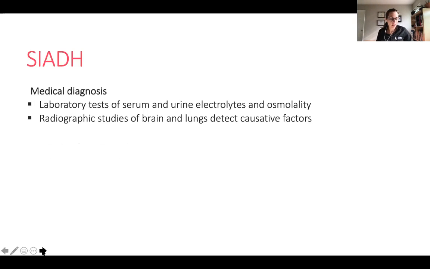So the lab tests, they will test the serum and urine electrolytes and osmolality, and then they'll do radiographic studies in the brain or the lungs. So they're trying to detect if there's a tumor, if there's lung cancer, any of those things that might cause SIADH. As far as the diagnosis, they'll measure those two things simultaneously, and the urine osmolality will be much higher than the serum osmolality. So then that will confirm the diagnosis of SIADH.